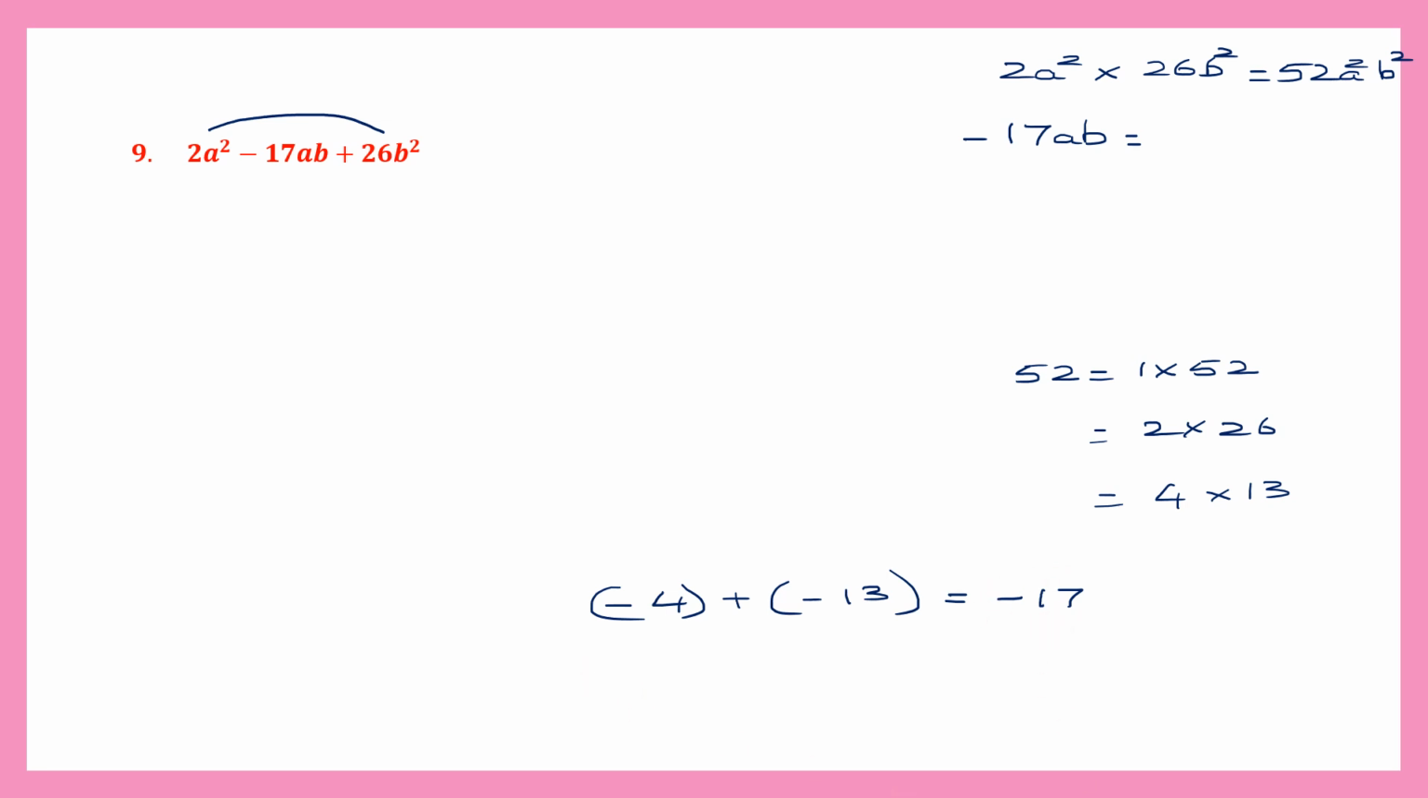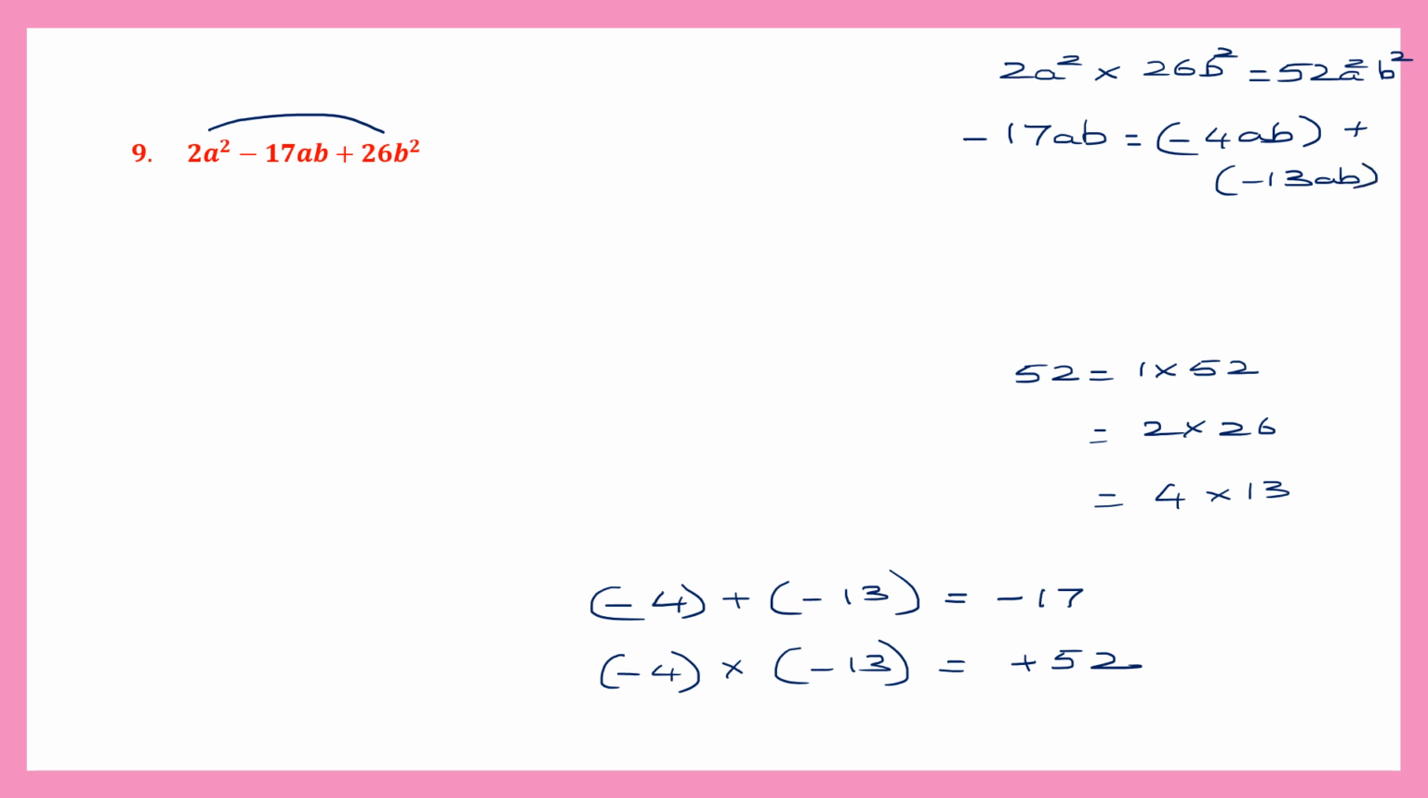What do we get when we multiply the same numbers? So minus 4 into minus 13, minus into minus is plus, 4 into 13 is 52. So can you see, when I multiply these two numbers, I get 52, which is here. And when I add up these two numbers, I get minus 17, which is here. So these are my two numbers when I split minus 17ab. So how will I write this? So this is going to be minus 4ab plus minus 13ab. So when you add up those two, you get minus 17ab.